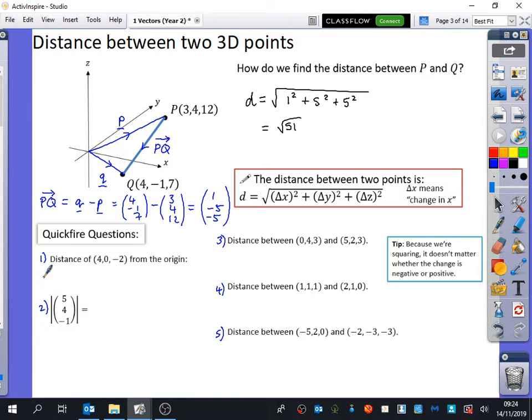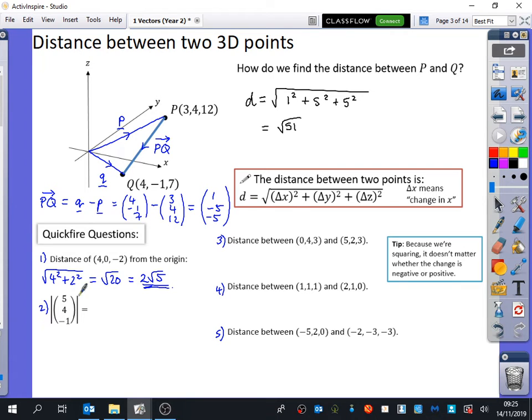So question 1 should be the square root of 4 squared plus 0 squared plus 2 squared. Notice how I haven't even written that bit down. So that becomes root 20, or 2 root 5.